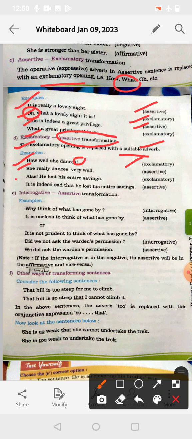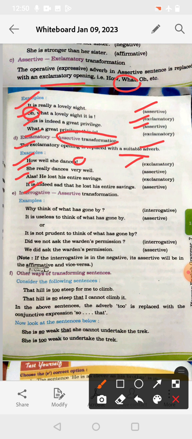Okay, now the second sentence, alas, he lost his entire savings. So you can notice that alas is the word, this is the exclamatory opening and the mark is also there, but when we are changing it to assertive, it will be, it is indeed sad that he has lost his entire savings. So in all of these sentences, what you are noticing is that the meaning is the same, but the sentence is transformed from one kind to another kind.